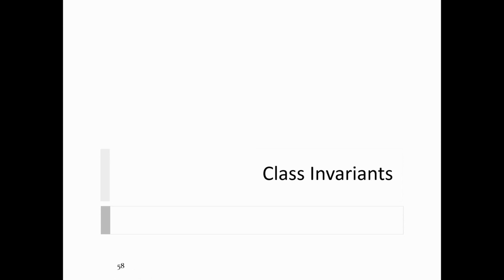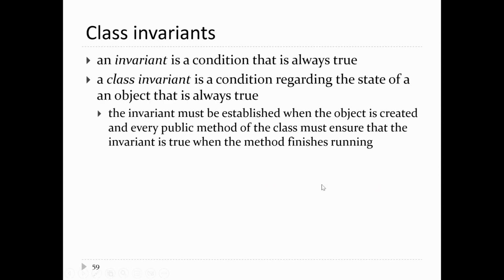OK, so we've got preconditions and postconditions. Preconditions are things that must be true before the method is called. Postconditions are things that must be true after the method finishes running. Are there other conditions that we might have to enforce? And the answer is yes. There are these things called class invariants. An invariant is a condition that is always true. So what's a class invariant? A class invariant is a condition that's always true regarding the state of an object.